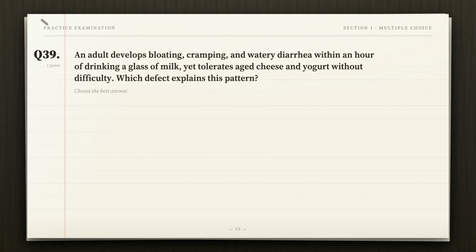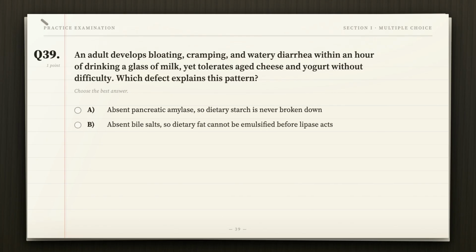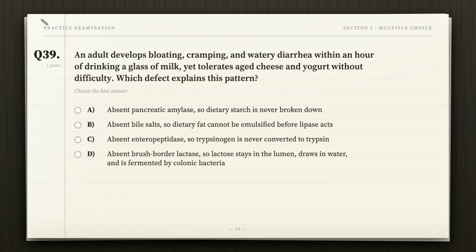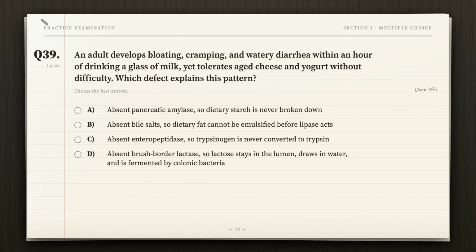Your options are A. Absent pancreatic amylase, so dietary starch is never broken down. B. Absent bile salts, so dietary fat cannot be emulsified before lipase acts. C. Absent enteropeptidase, so trypsinogen is never converted to trypsin. D. Absent brush border lactase, so lactose stays in the lumen, draws in water, and is fermented by colonic bacteria. Don't overthink it. Which one feels right?